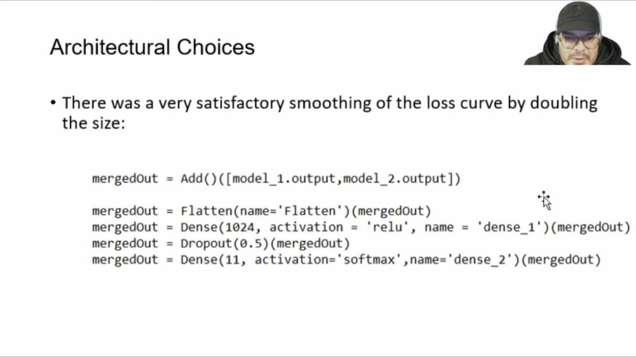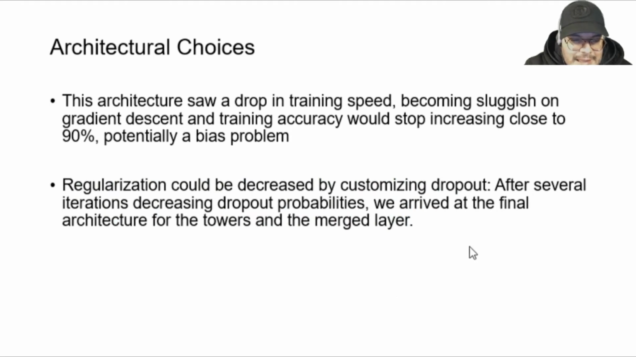And that was very satisfactory. It really helped with the smoothing of the loss curve, doubling the size. So this was the final change in the merge layer. Well, not the final change, but the final size of the dense layer, and we were able to get a lot more stability that way.